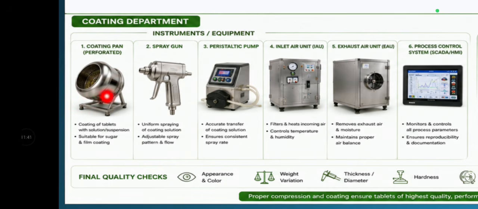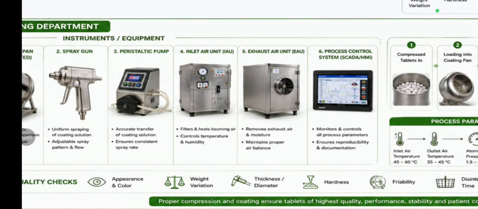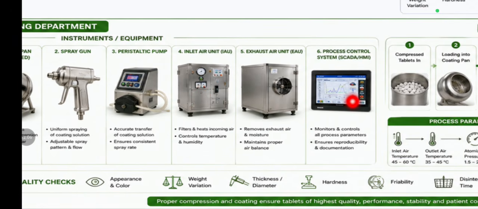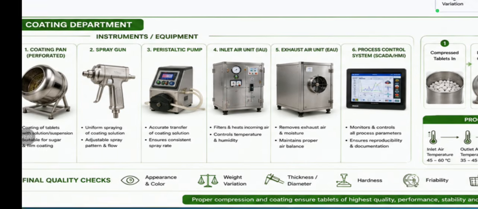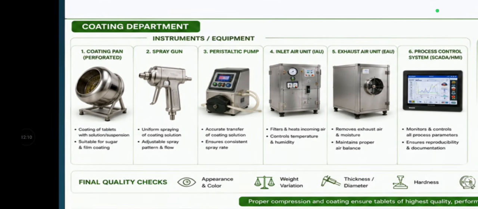The coating pan is the pan used for coating tablets. A spray gun is also available for coating. Then a peristaltic pump is there to transfer the coating solution and ensure a consistent spray rate. That is its function. Then an inlet air unit and exhaust air unit are also available. Next is the process control system. So these are the instruments we are using in the coating department.